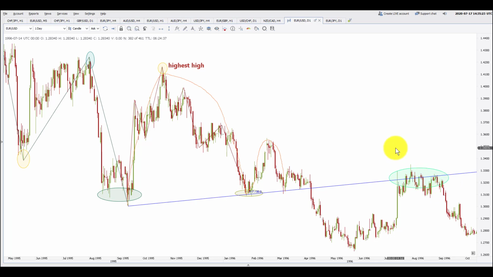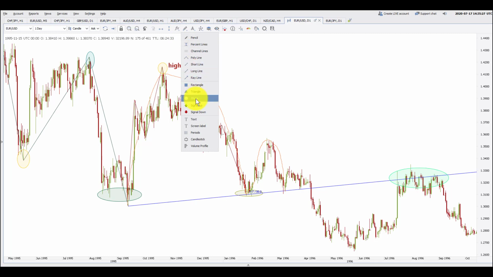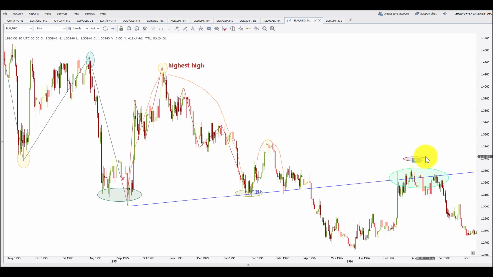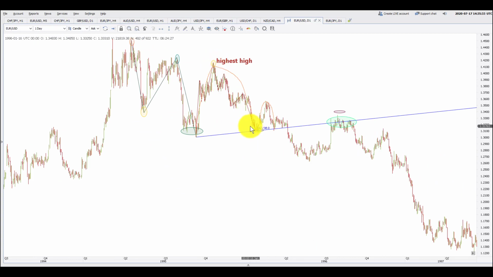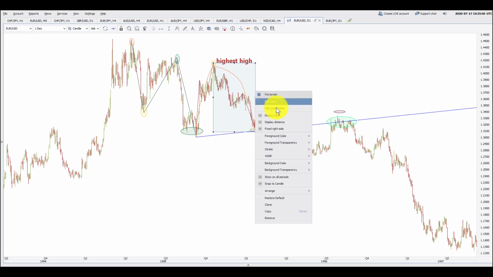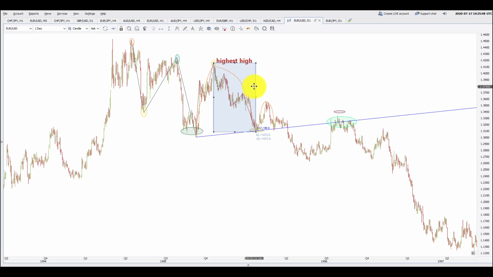Okay, this retest was the area to sell this pair with a small stop loss higher than this area here. And the take profit target was equal to the height of the pattern, and the height of the pattern is the highest high and this next high, and this we have to measure from the breaking point. So this was our target.